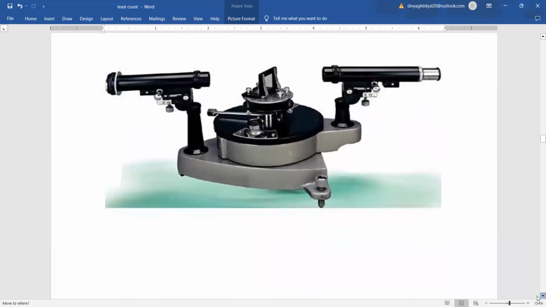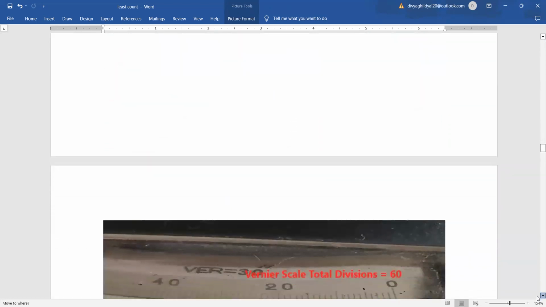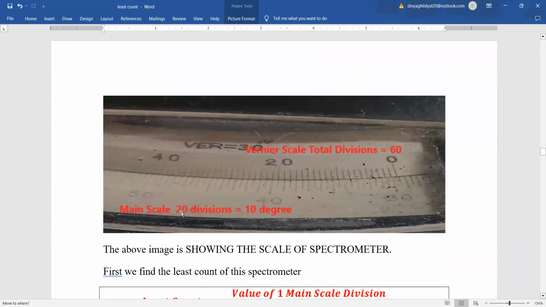So first we will find the least count of this spectrometer. This is a closer picture of the scale of your spectrometer. The lower scale is showing us the main scale. The upper is showing the vernier scale. And for our convenience, we will keep the least count here in degrees. So let us see, between 40 and 50 degrees, there are 20 divisions here. 1, 2, 3, 4, 5, 6, 7, 8, 9, 10, 11, 12, 13, 14, 15, 16, 17, 18, 19, 20.